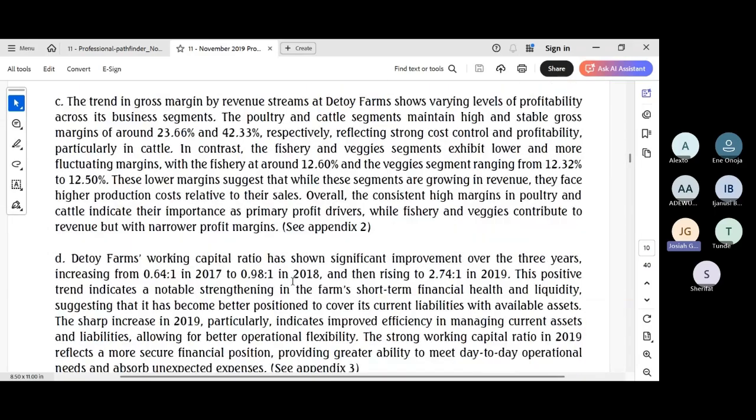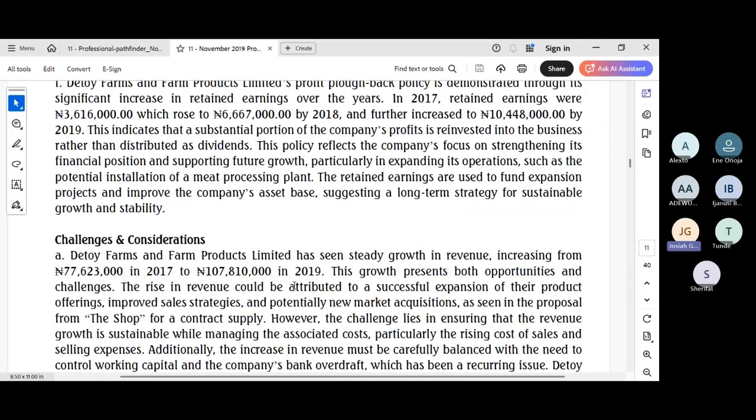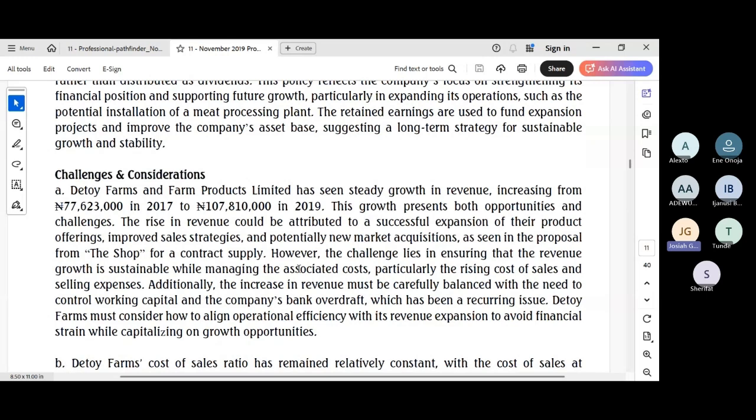The fourth one I'm talking about now, as you interjected, is challenges and consideration, which is the fourth header. That has to do with issues and options. But I won't call it issues and options because I don't want to copy what is in the Pathfinder or the examiner's format directly. I call that challenges and considerations. What are the ups and the downs? What are the negatives and the positives that you want to speak to from the case?